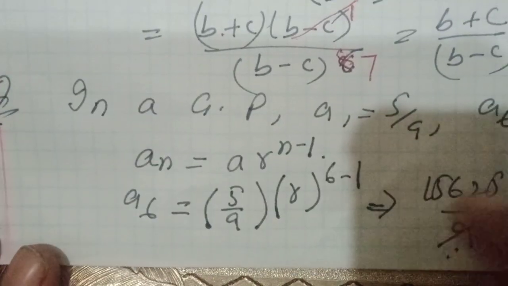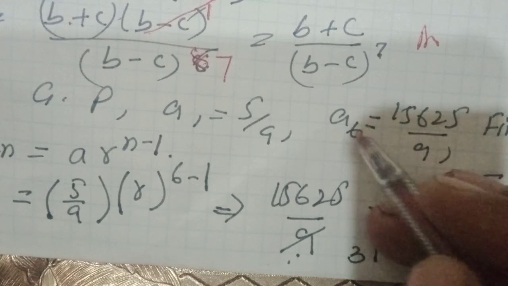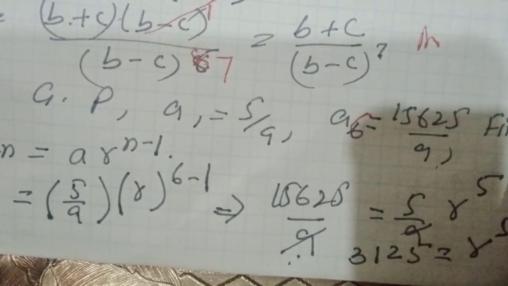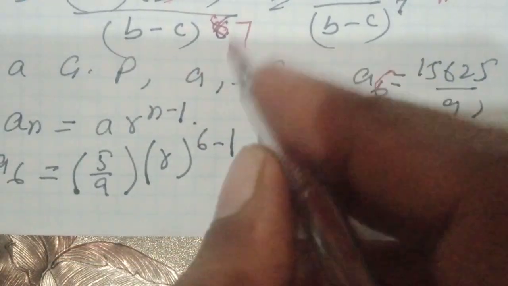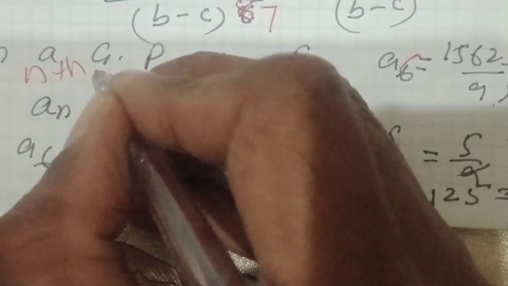Now let's come to question 2. In a GP, a is equal to 5 upon 9 and a6, this is your sixth term, the sixth term is 15625 divided by 9. Find the nth term. Now you have to find the nth term, that is an. The nth term you have to find.